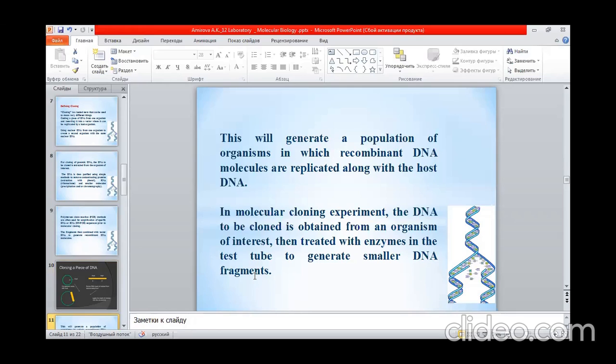This will generate a population of organisms in which recombinant DNA molecules are replicated along with the host DNA. In molecular cloning experiments, the DNA to be cloned is obtained from an organism of interest, then treated with enzymes in the test tube to generate smaller DNA fragments. DNA genes of interest.